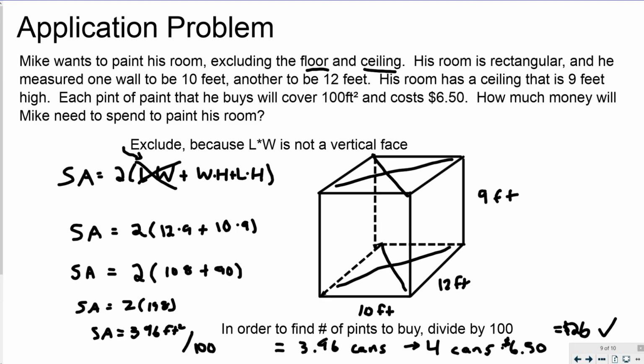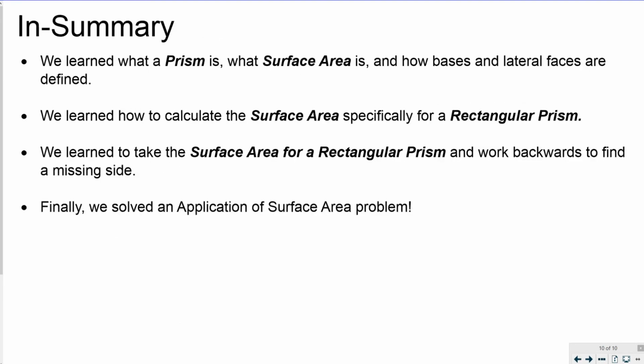So that's it for this video, guys. Today we learned what a prism is and what surface area is, and how bases and lateral faces are defined. We learned how to calculate the surface area specifically for a rectangular prism. We learned to take the surface area for a rectangular prism and work backwards to find a missing side. And we solved an application of surface area problem.